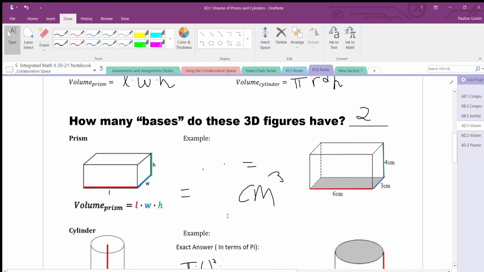First, let's find a volume of a prism. In this prism that we have on our right-hand side, we have a length of 6, a width of 3, a height of 4, and when we multiply 6 times 3 times 4, we get 72.